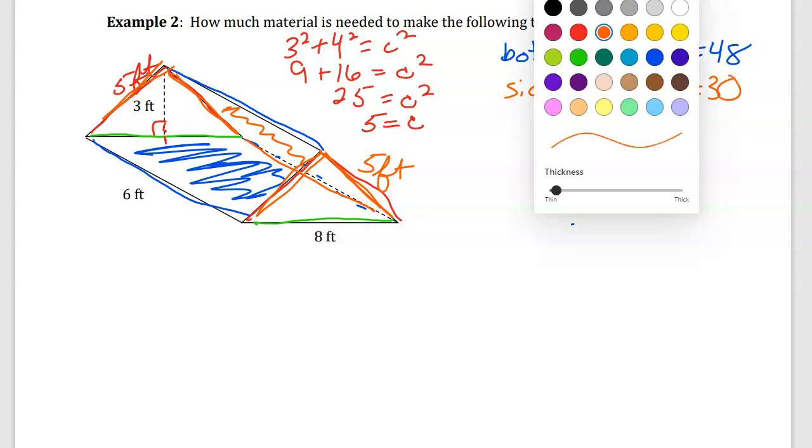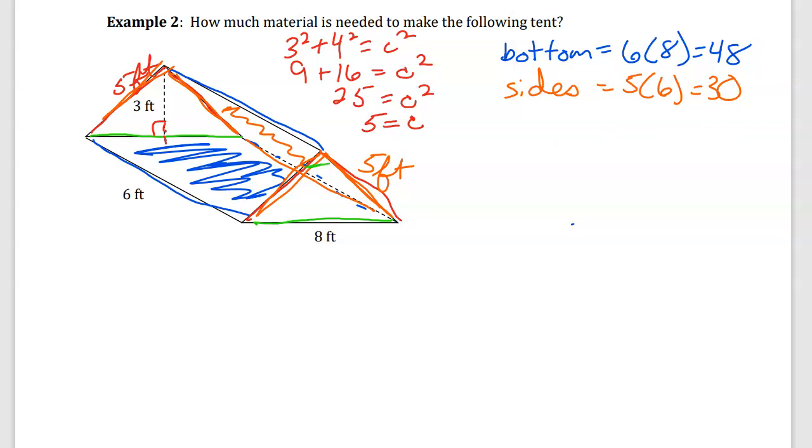And then we have the ends. That's this end and this end, which are triangles. So the ends, triangles, are 1/2 the base, which is going to be 8, times its height of 3. 1/2 of 8 is 4. 4 times 3 is 12.